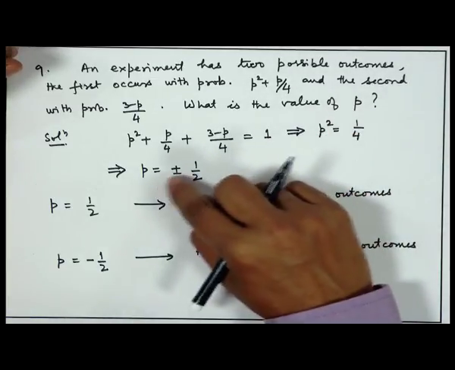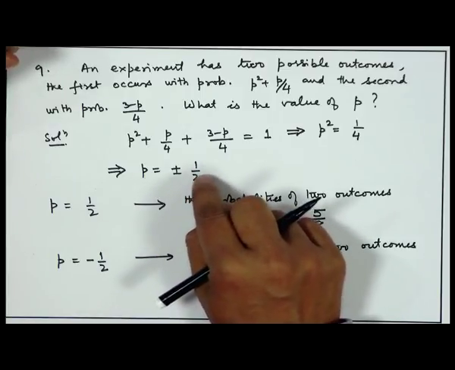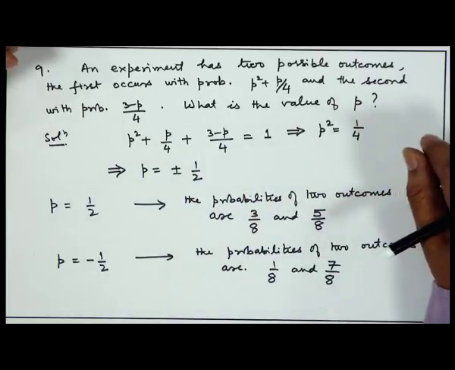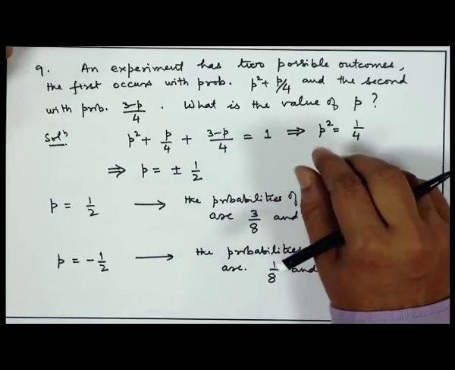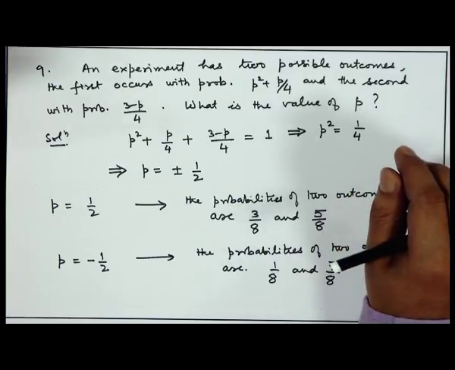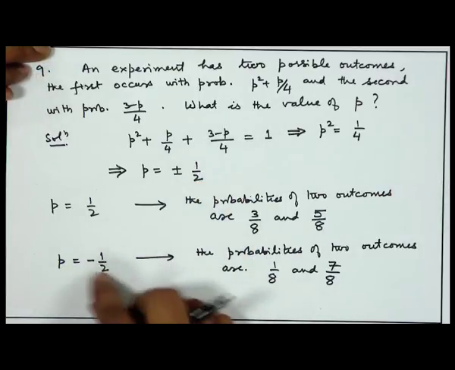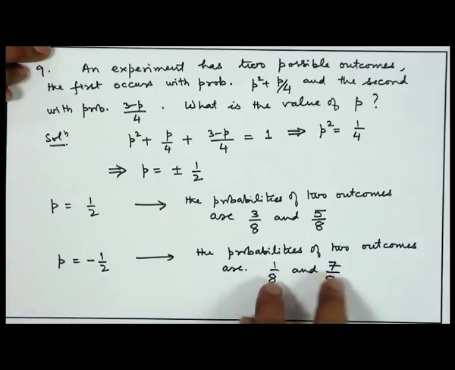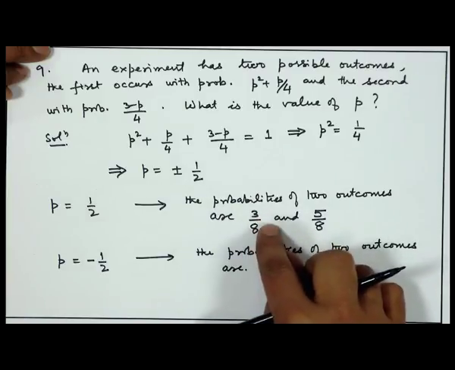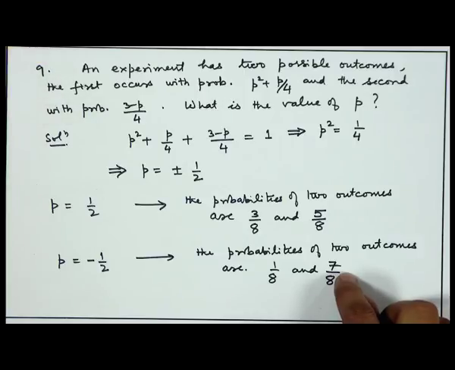Usually when we say p is equal to plus minus half, we say take only p is equal to half and ignore p is equal to minus half. That may lead to a mistake, because suppose there is a question where multiple options are correct. In that case, both the options are correct, since p is equal to minus half is also a valid option, leading to correct values for the two outcomes. Only thing is, here you have 3 by 8 and 5 by 8, and in the second one you have 1 by 8 and 7 by 8.